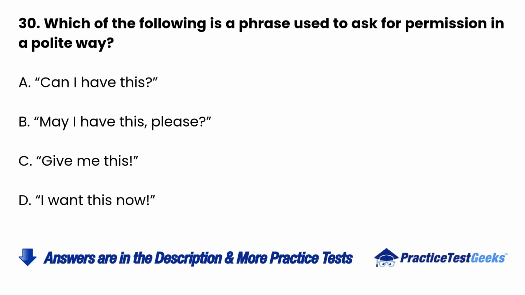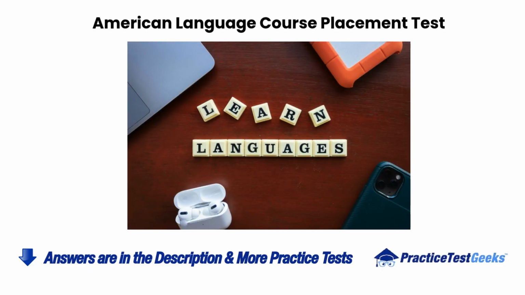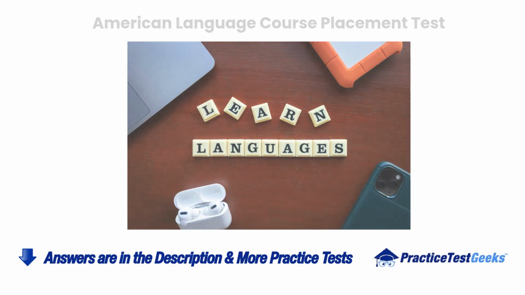30. Which of the following is a phrase used to ask for permission in a polite way? A. Can I have this? B. May I have this, please? C. Give me this. D. I want this now. American Language Course Placement Test.